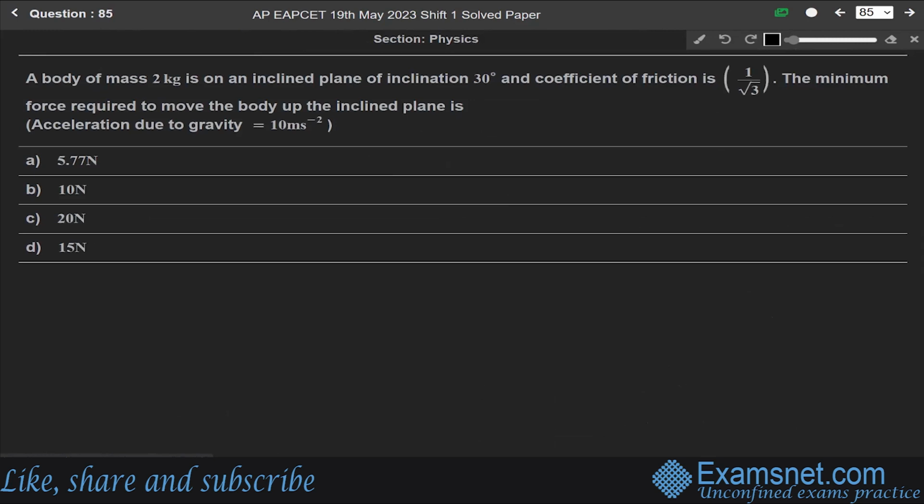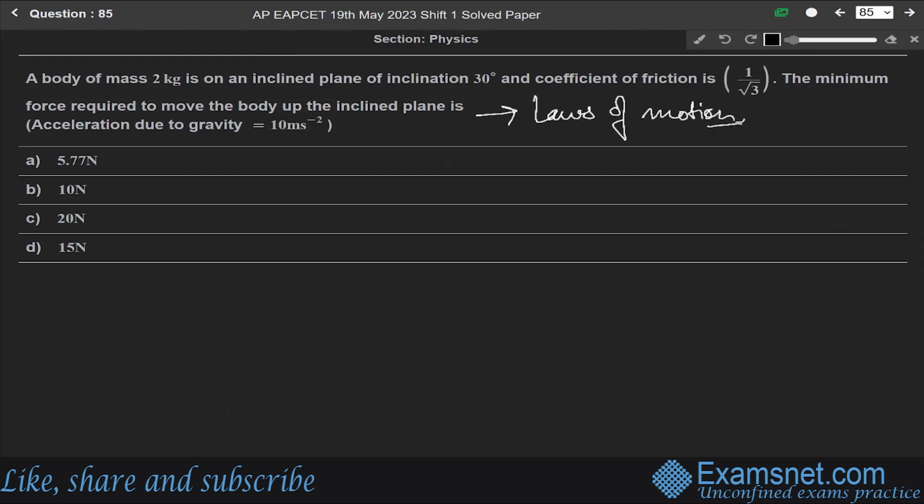Now next question 85. A body of mass 2 kg is on an inclined plane of inclination 30 degrees and the coefficient of friction is 1 by root 3. The minimum force required to move the body up the inclined plane. This question is from the chapter of laws of motion.